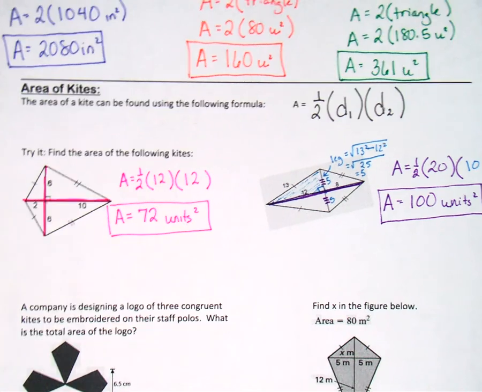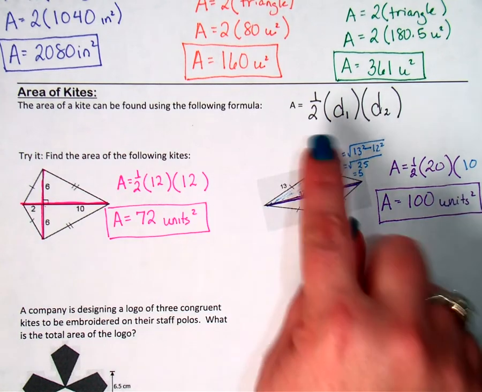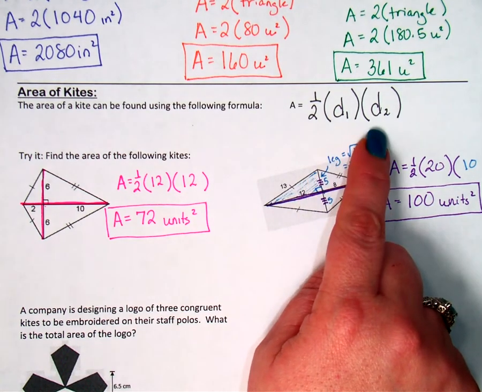Hi and welcome back. We are working with area of kites. Our formula is 1/2 diagonal 1 times diagonal 2.